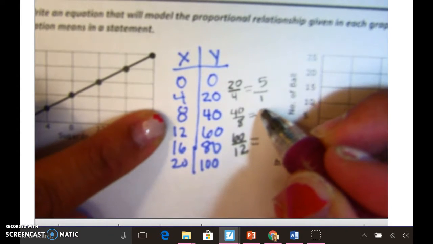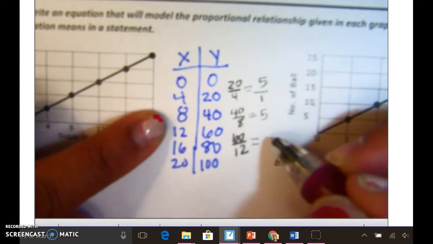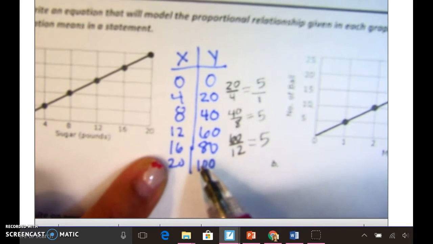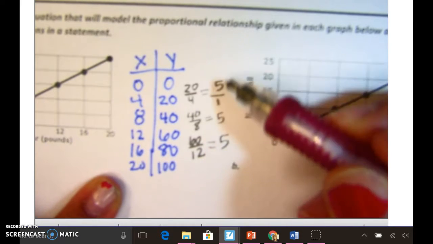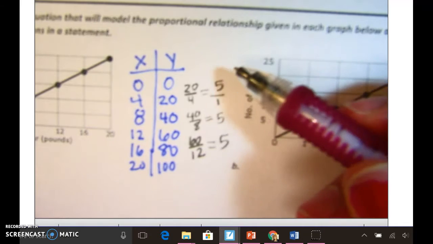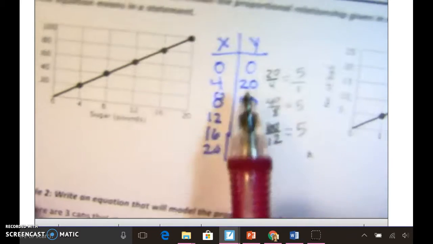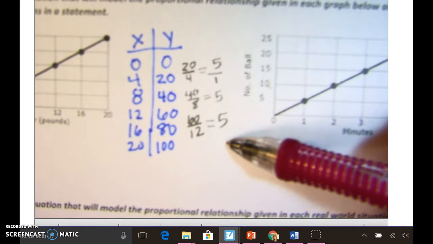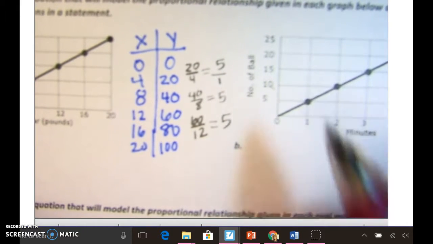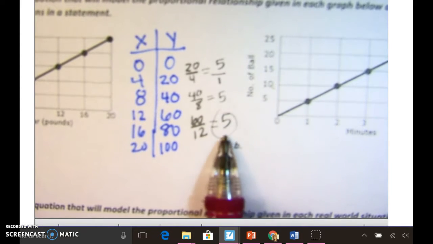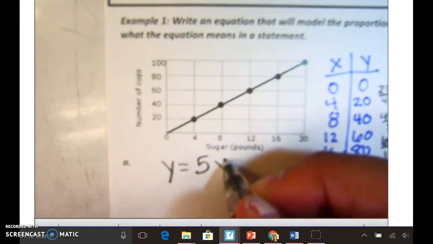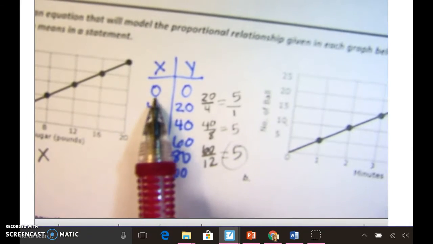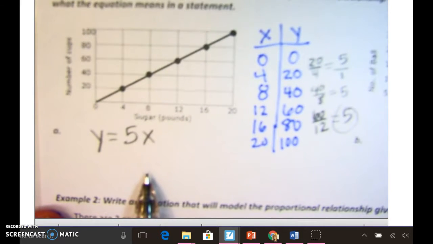8 goes into 40 5 times. 12 goes into 60 5 times. And if I do 80 over 16 and 100 over 20, all of these are going to have the same amount. That's why it's called a constant. It remains the same. Even though the x may change and the y may change, this ratio is always the same. This is k. And this is what I use in my equation. So my equation is y equals 5 times x. Any number that you put in for x, if you multiply times 5, you will get the y.